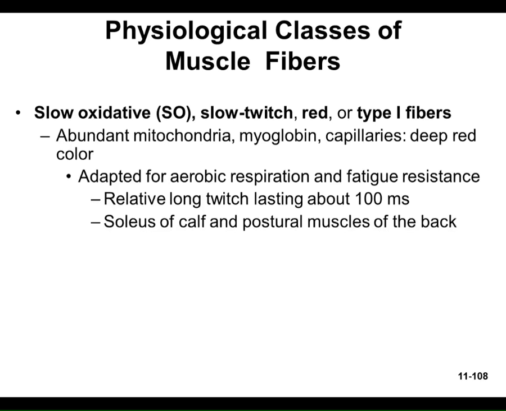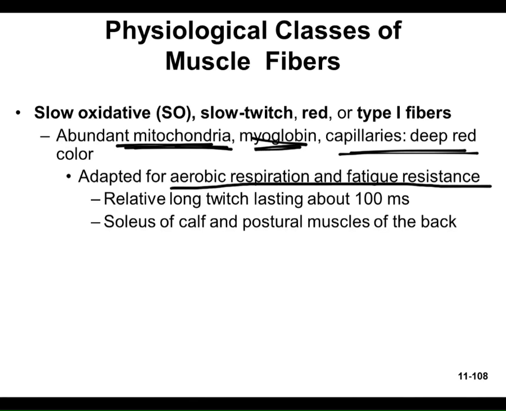You have what's called slow oxidative, SO. They're also called the slow twitch, or the red, or the type 1 fibers. There's lots of names to describe these slow oxidative fibers. Now, these slow oxidative fibers are huge in mitochondria. They have a lot of myoglobin, and they are highly vascularized. This kind of muscle is adapted for aerobic respiration and is resistant to fatigue.